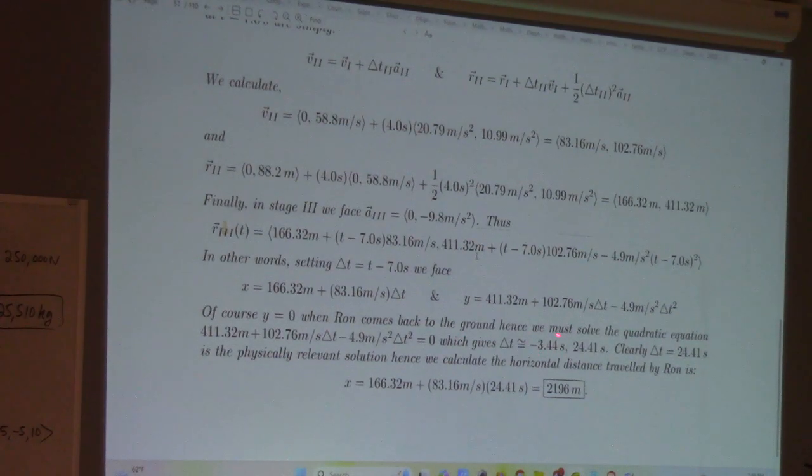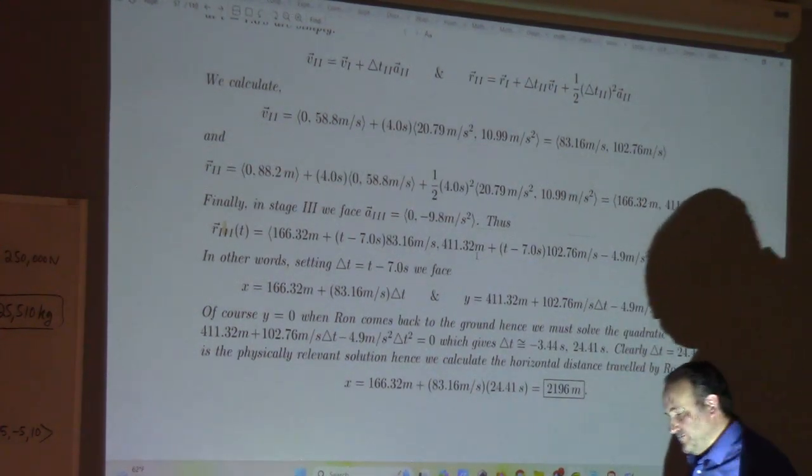You get 2 solutions. One is minus 3.44 seconds. The other is 24.41 seconds. Obviously, physically speaking, we're interested in the 24.41 seconds. So after the rocket boots turn off, he's gliding through the air for another 24.41 seconds. And then I put that into my formula for x in stage 3, and out pops, well, he goes about 2 kilometers. So 2,196 meters. Pretty nice pair of boots. So yeah, of course we're neglecting lots of things, but if there was such a thing as rocket boots, there you go.